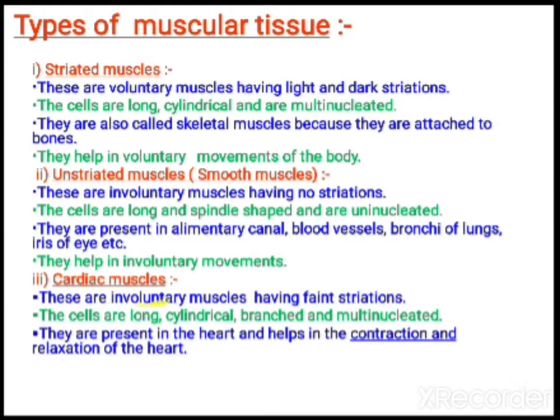Next is cardiac muscle. Cardiac muscles are involuntary muscles and they have faint striations. They look like striated muscle and also like unstriated muscle. In looking it resembles striated muscle, but in working it resembles unstriated muscle. Cardiac muscles are long, cylindrical, branched and multinucleated. Mainly they are present in the heart and help in contraction and relaxation of the heart. Like that, muscles are of three types: striated, unstriated and cardiac muscle.